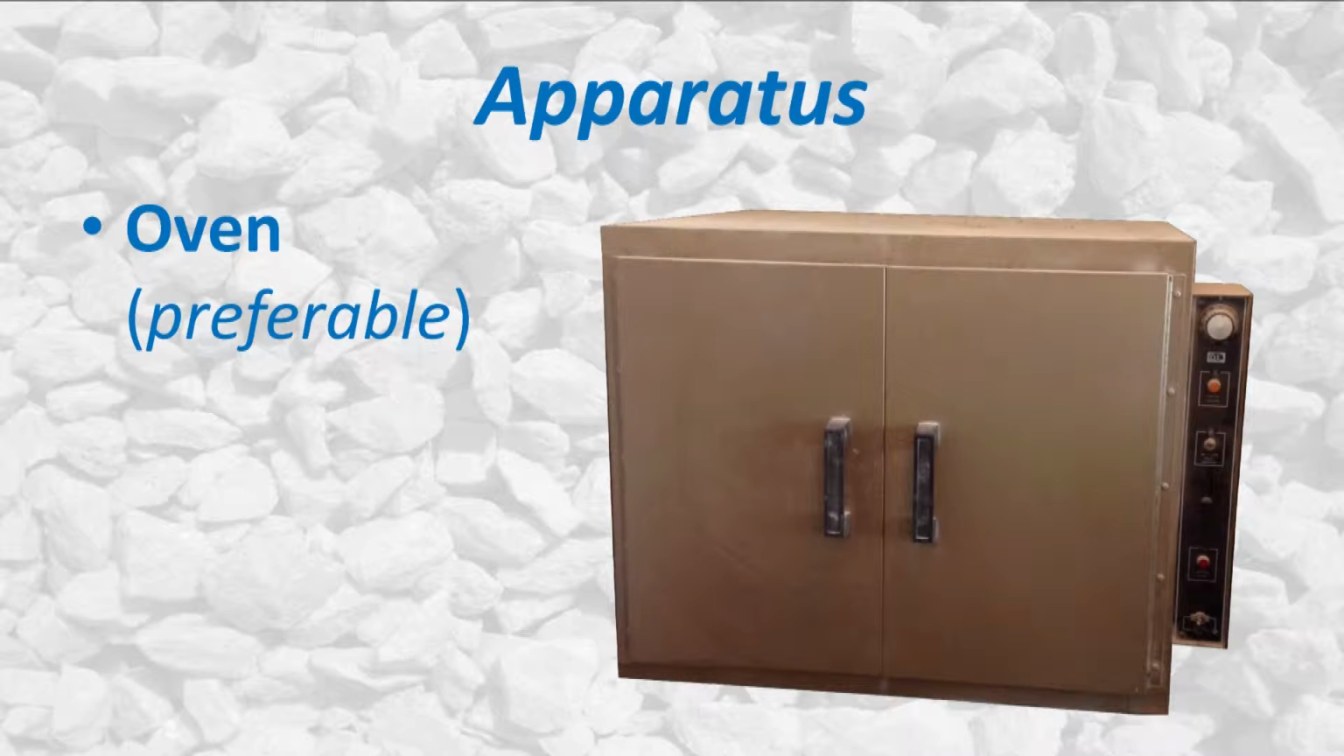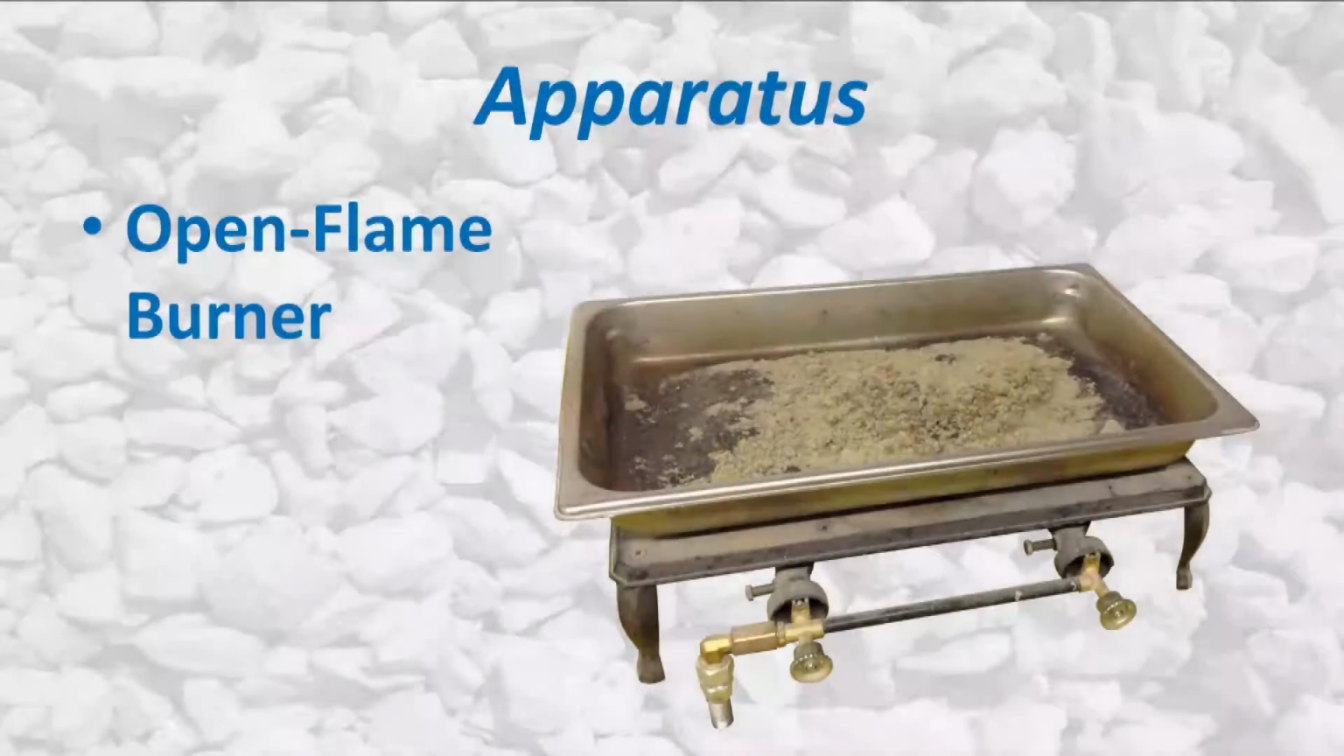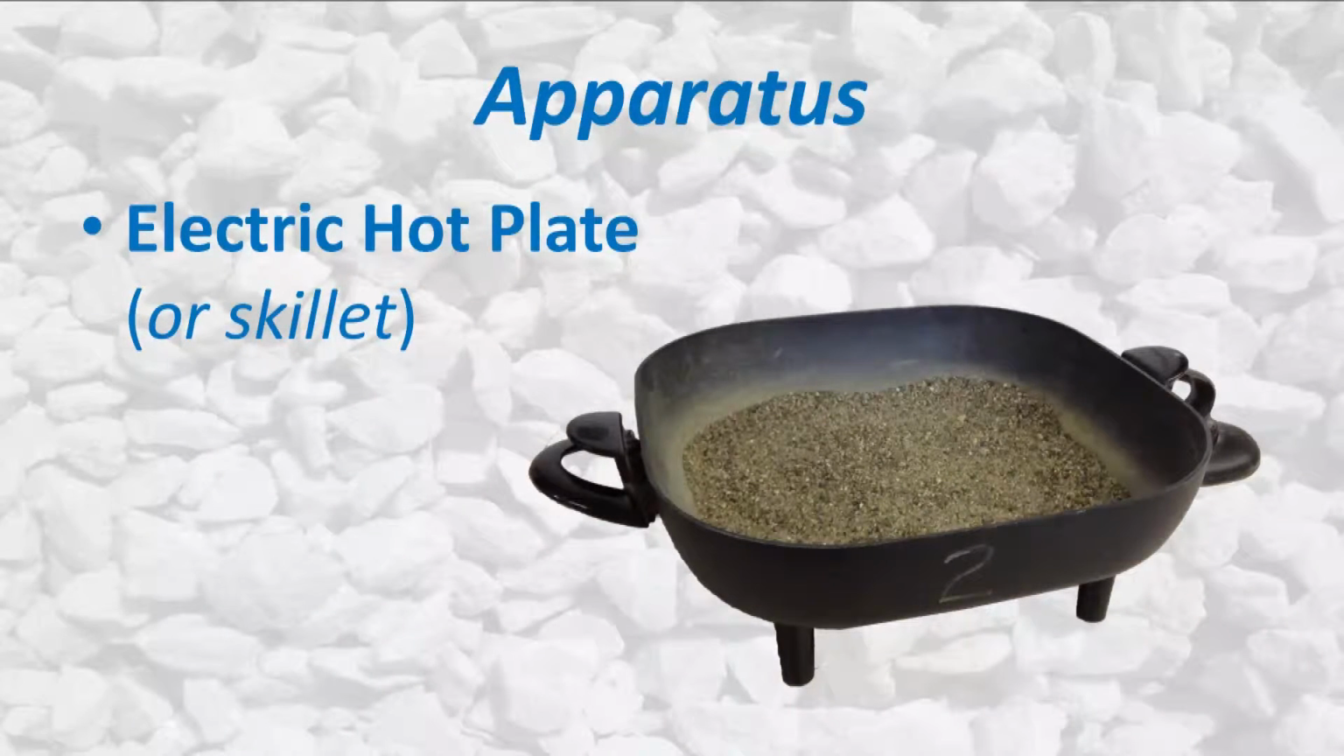An oven capable of maintaining 230 plus or minus 9 degrees Fahrenheit shall be used for this test method. When tests are performed in the field where ovens are not available, test samples may be dried in suitable containers over an open flame or with electric hot plates with sufficient stirring to prevent overheating.